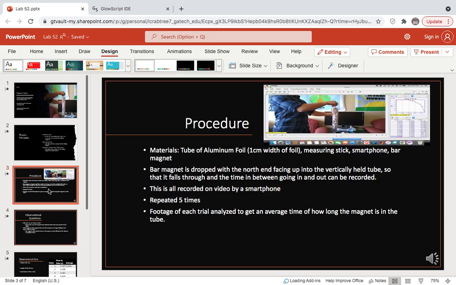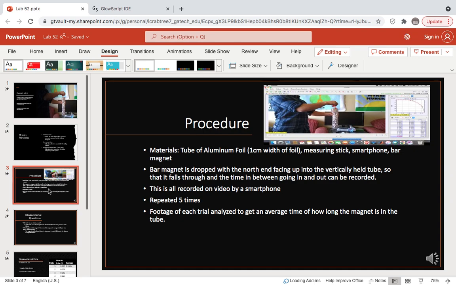The lab goes about like this. Using the materials listed here, the bar magnet is dropped with the north end facing up into the vertically held tube so that it falls through the tube, so that the going in and out can be recorded. All of this is recorded on video by a smartphone, and after 5 trials the footage is analyzed in order to eventually get the average time for how long the magnet is in the tube.